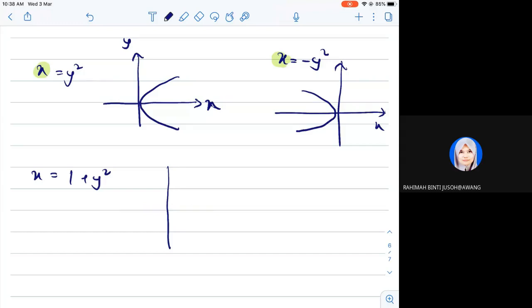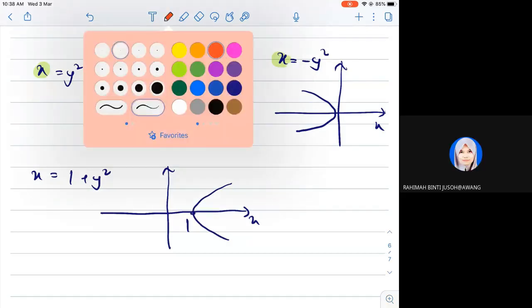Dia akan move ke mana ni? Dia dekat kanan dah pergi ke atas sikit. Yes, dia akan ke kanan, isn't it? Yes, plus 1. Ke kanan, dia dah pergi ke kanan sikit. Yang ni kan, plus 1. Satu. Ya. Yes, okay, good, well done.